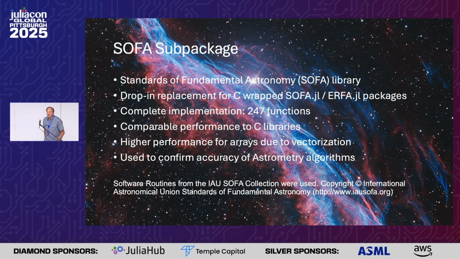As part of this, to make sure that the algorithms are correct, I actually re-implemented all the SOFA packages. There's a subpackage called SOFA, which contains the 247 functions written in Julia. Many of those functions are just single lines, very simple, but the idea was to have a complete implementation. Therefore, the benefit is it's a drop-in replacement for the C-wrapped packages of SOFA and IRFA that are available. There's SOFA.jl and IRFA.jl, but now you can use Astrometry.SOFA and get the same functionality.